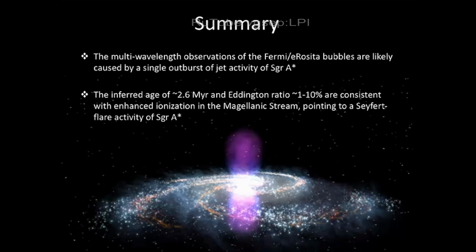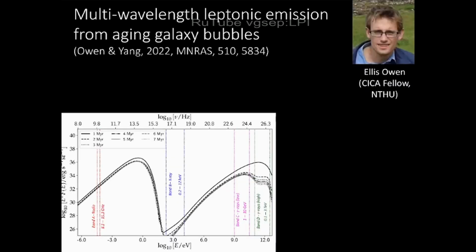So we can start to ask a few interesting questions, such as whether these kinds of bubbles can be seen in nearby galaxies. Recently, we conducted another study led by Alice Owen, who is a SICA fellow at NTHU. She ran our same simulations in the Galactic Fermi bubble condition, evolved it for longer, and predicted the multi-wavelength observational signatures on longer timescales. We want to see whether bubbles similar to the Fermi bubbles can actually be observed in other galaxies as well.